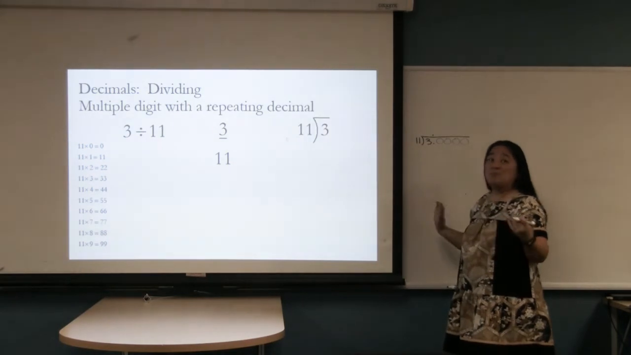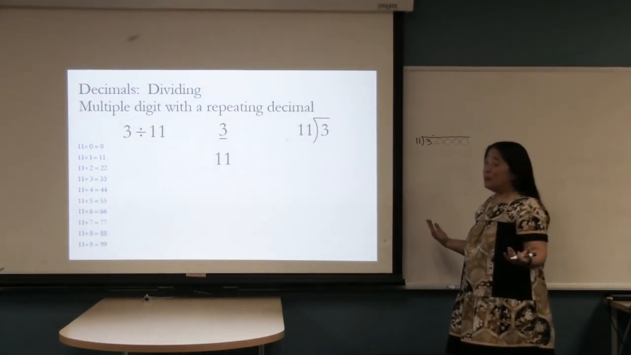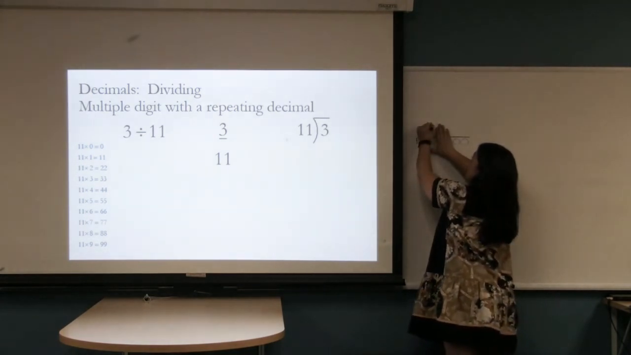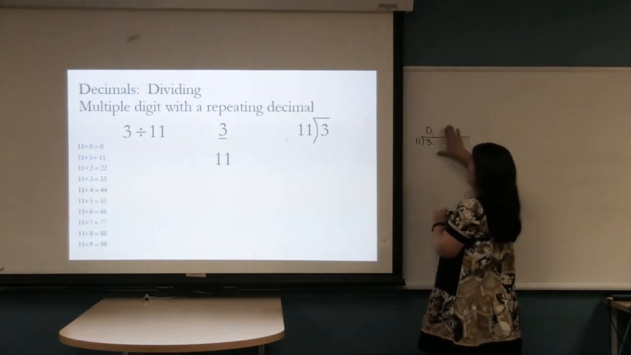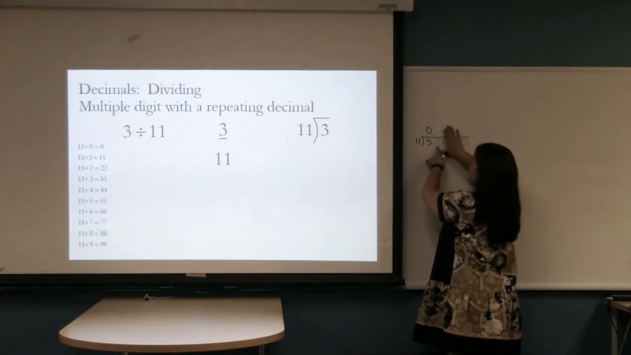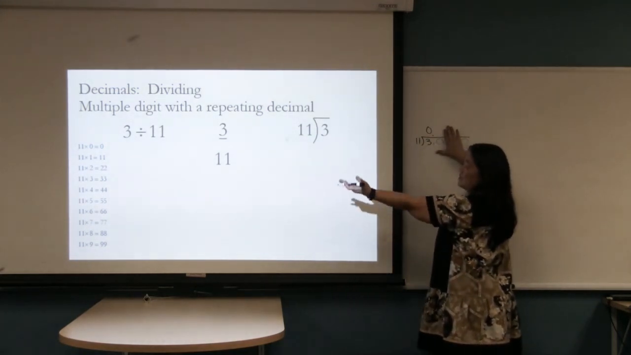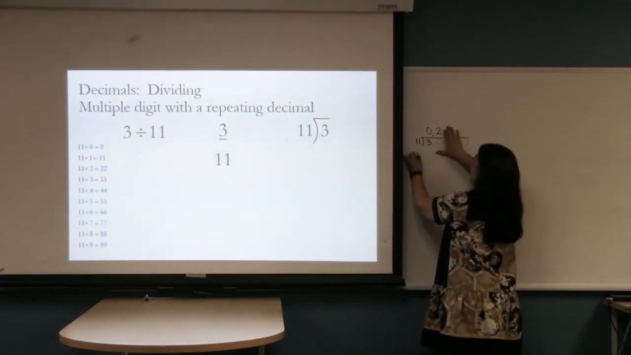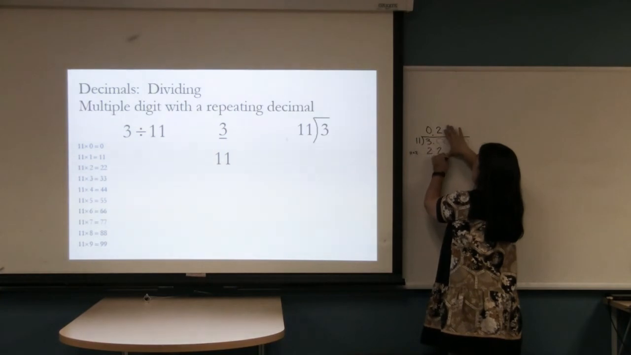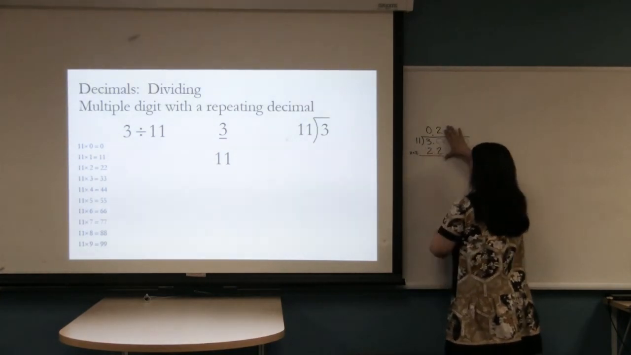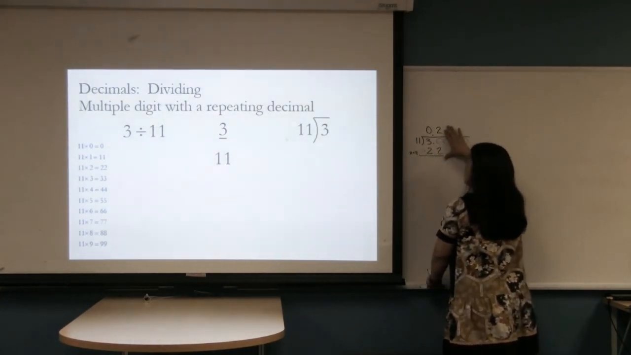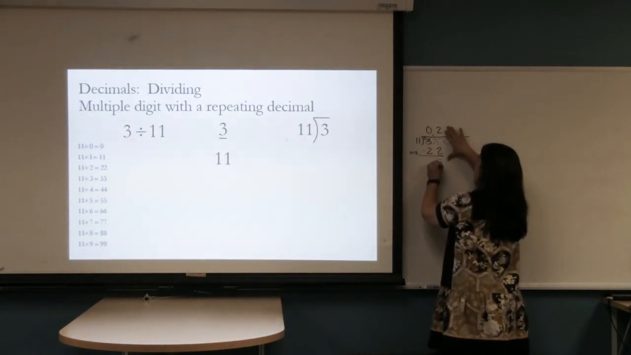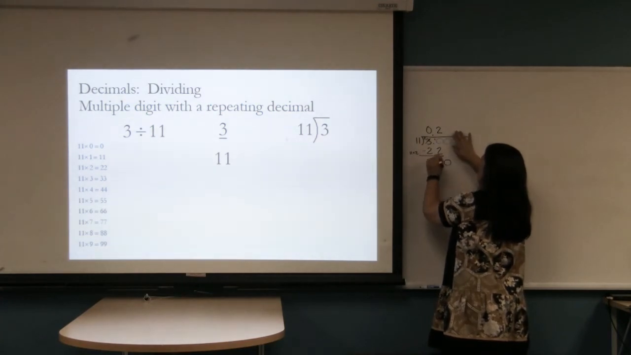It should be lined up just like with addition and subtraction, but not with multiplication. Because 11 is too big to go into 3, it is appropriate to put a 0 in the front of your decimal. 11 into 30, as close as you can get without going over, goes in there twice. And we think about 11 times 2 is 22. We subtract. We also think about borrowing when we are subtracting. And we get 8.